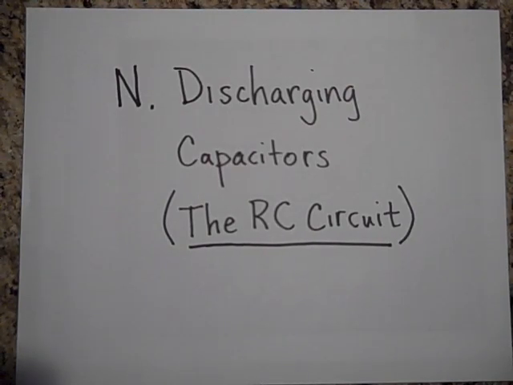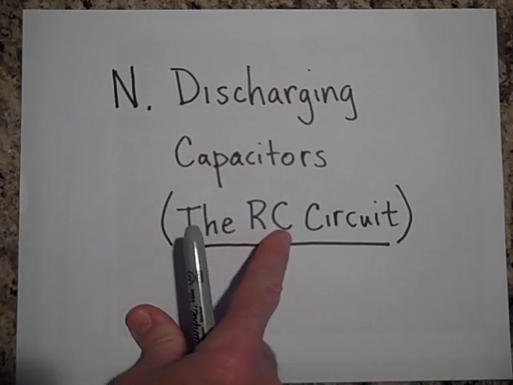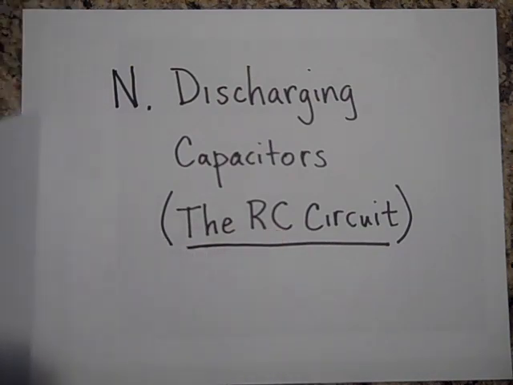Okay, I want to show you the math now for discharging capacitors. Sometimes these are called RC circuits because they have both a resistance and a capacitance, and so that's called an RC circuit. Okay, so here's how the math goes. It's just applying Kirchhoff's loop rule.